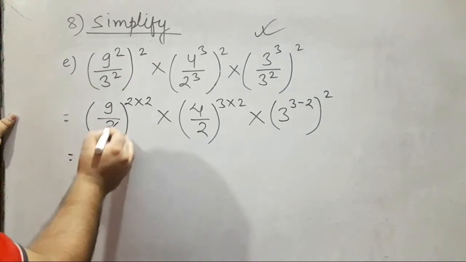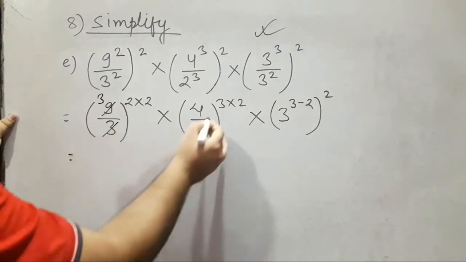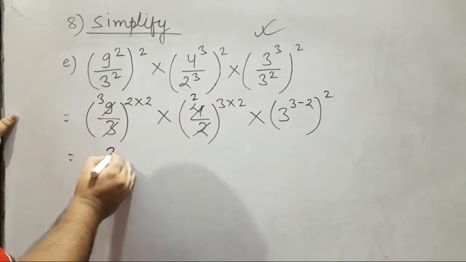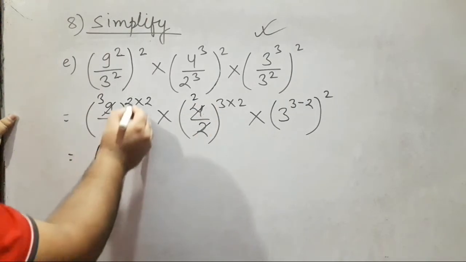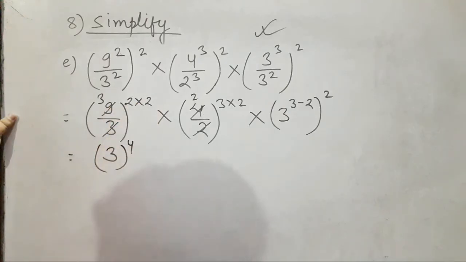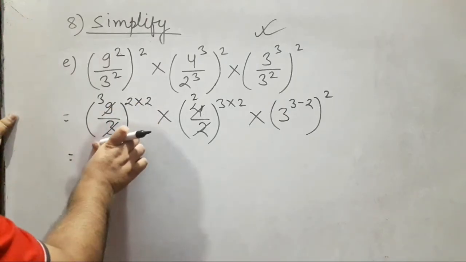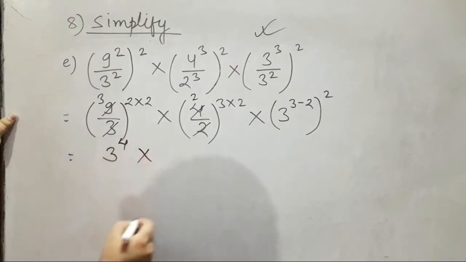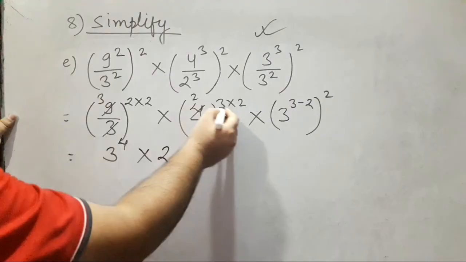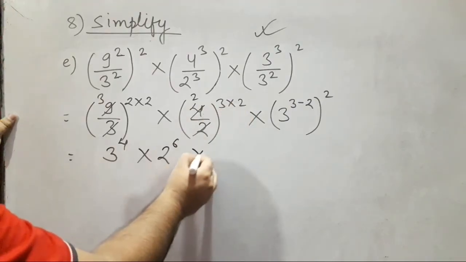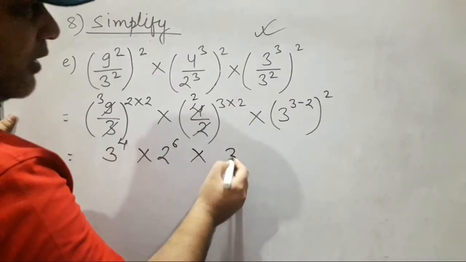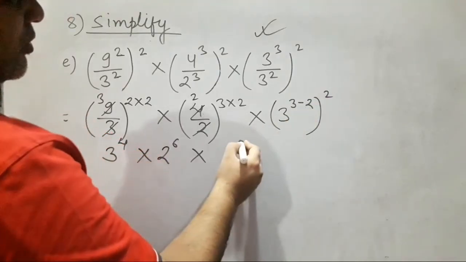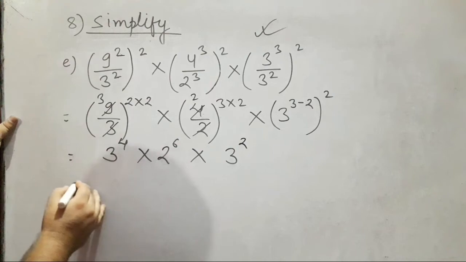Now we can cancel here. 3 3 is a 9. Here also we can cancel. 2 2 is a 4. So 3 bracket 2 2 is 4, 3 power 4. Okay, no need to take this bracket. Into 2 power 3 into 2 is 6, into 3 minus 2 is 1, power 1 into 2, so it will be 3 power 2.